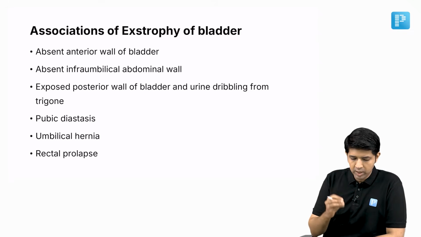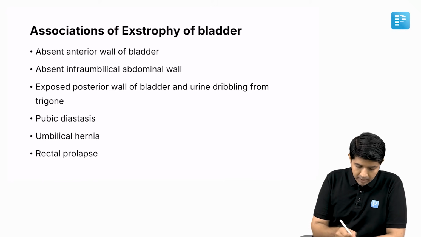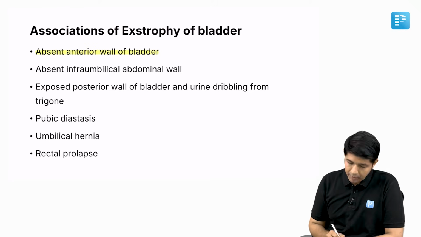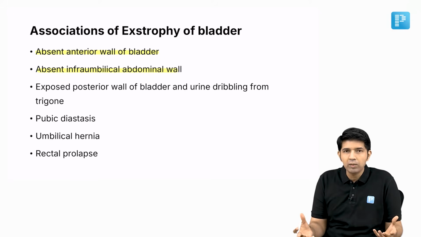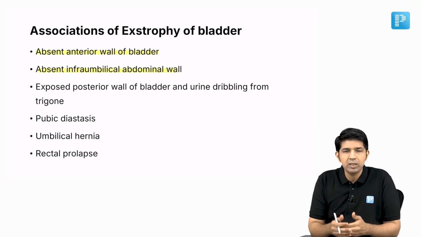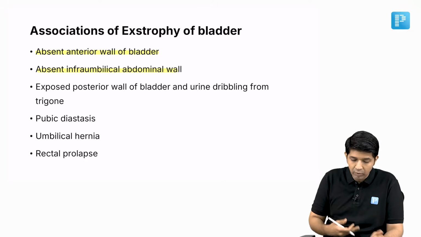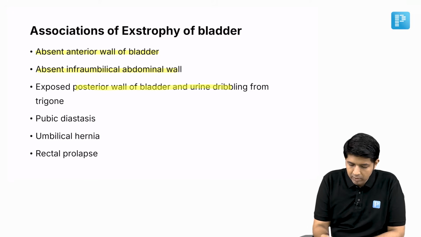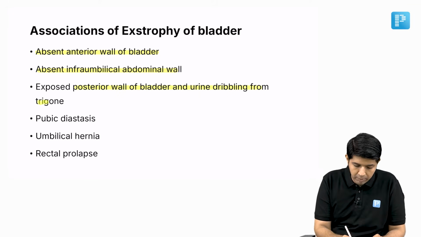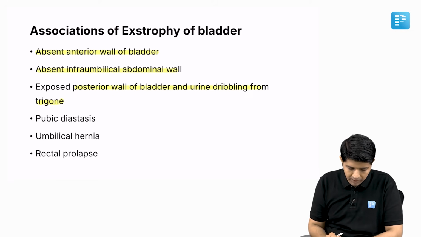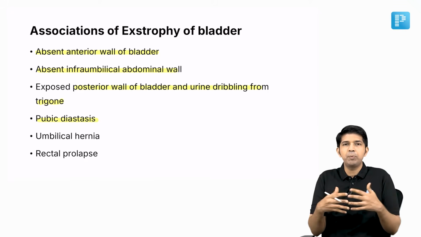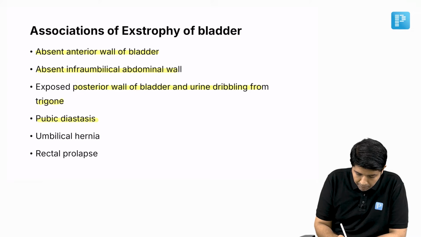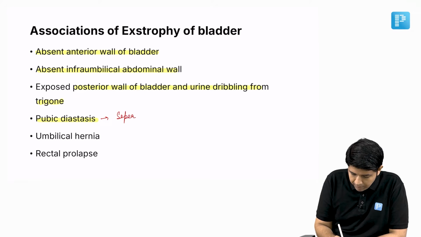Now, what are the associations of this exstrophy of the bladder? There can be an absent anterior wall of the bladder. This we already know. There can be an absent anterior abdominal wall. The abdominal wall is open, not just the bladder, and that is usually seen in the infraumbilical region. The posterior wall of the bladder is exposed and the urine is dribbling from the trigone, that means from the ureteric orifices. They can have pubic diastasis. The pubic rami are separated.